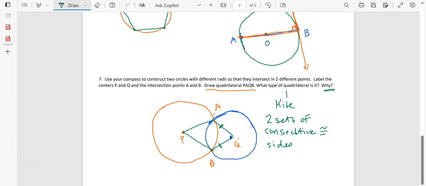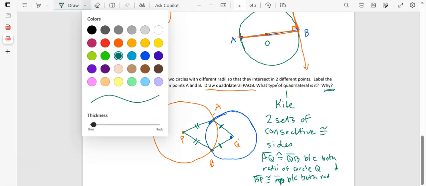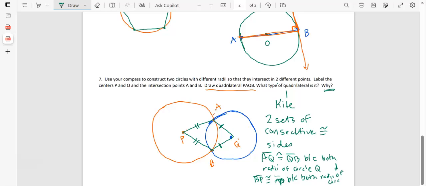We know that AQ is congruent to QB because they are both radii of circle Q. And then we also know that BP and AP are congruent because they are both radii of circle P. We know radii are congruent in the same circle. I'm really squishing it in there.